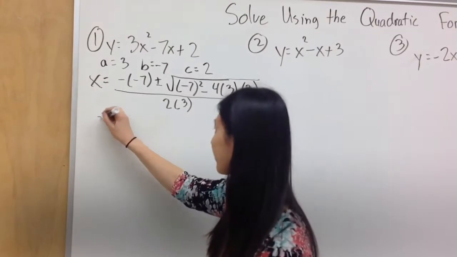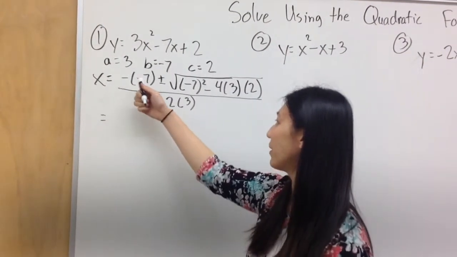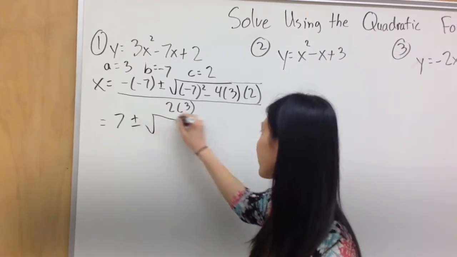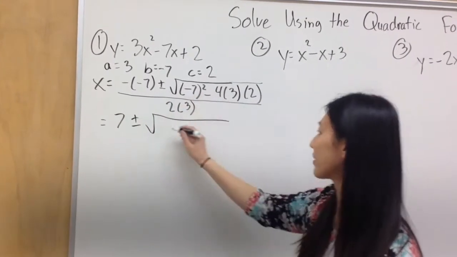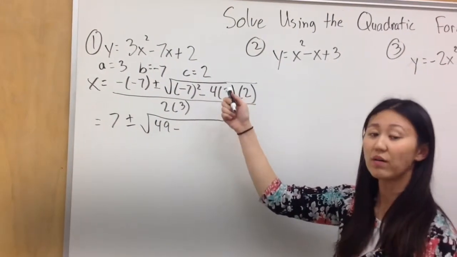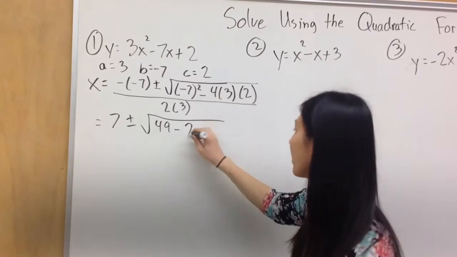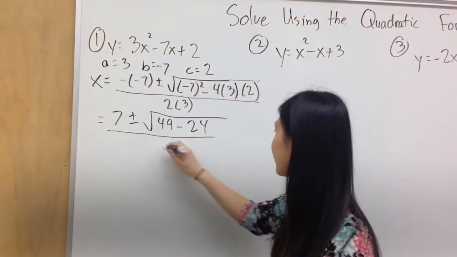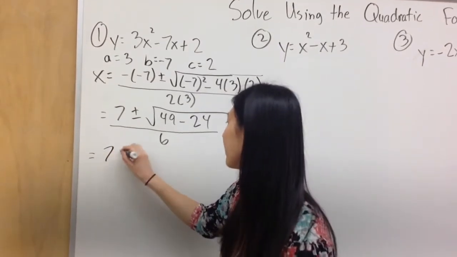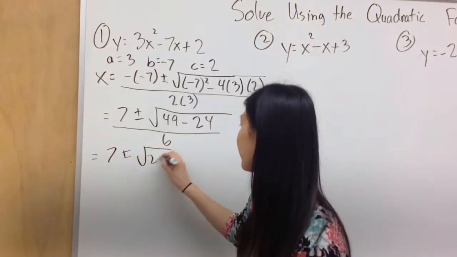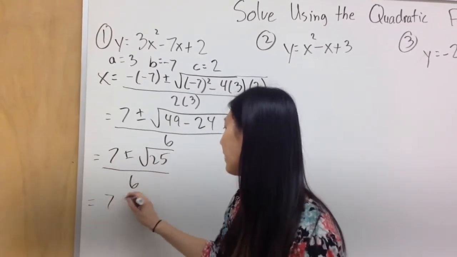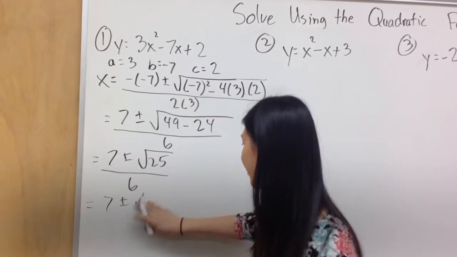Okay. So we have a negative 1 times the negative 7, that gives us a positive 7 plus or minus square root of negative 7 squared is 49 minus 4 times 3 is 12 times 2 is 24 all over 6 because 6 is 2 times 3 down there. We get 7 plus or minus the square root of 25 all over 6. Square root of 25 is just 5.